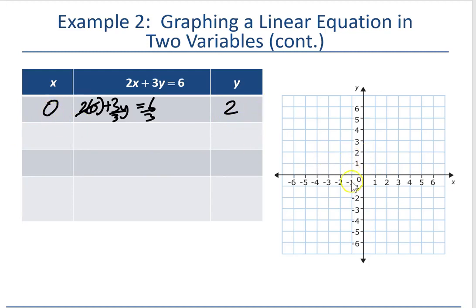So let's come over here. Well, if x is 0, I can't go anywhere. I can't go right or left. And then I can go up to 2. Well, there's a point there. Perfect. Well, let's try another point.